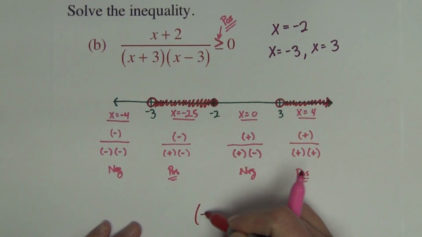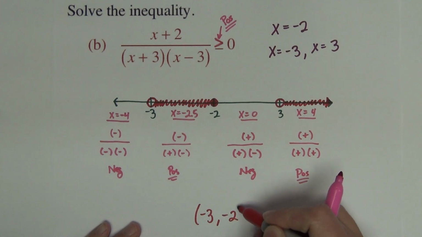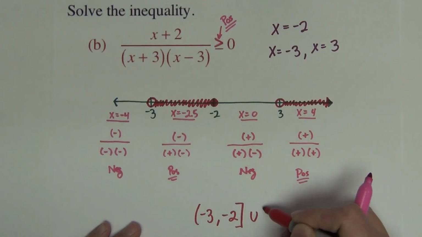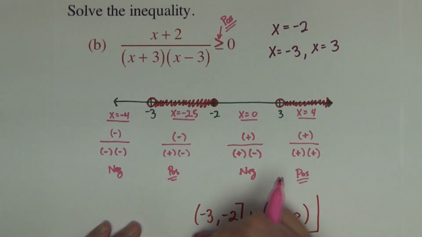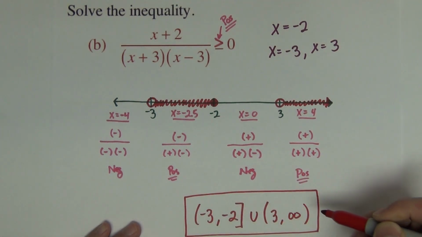So our solution is -3, -2 with a square bracket on the -2 and 3, infinity. And we've got it.